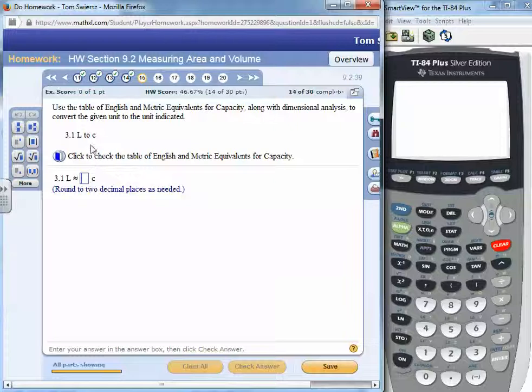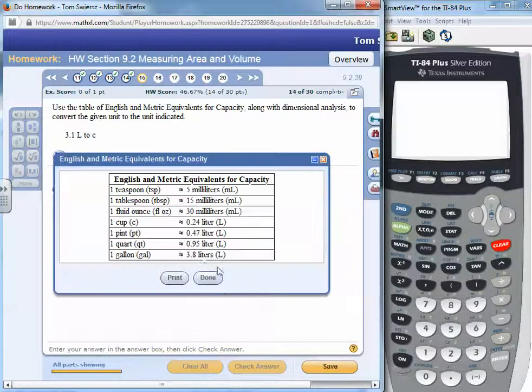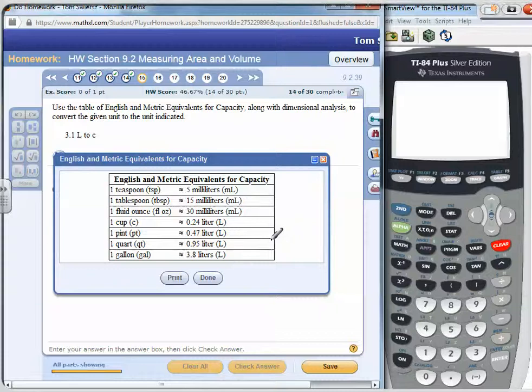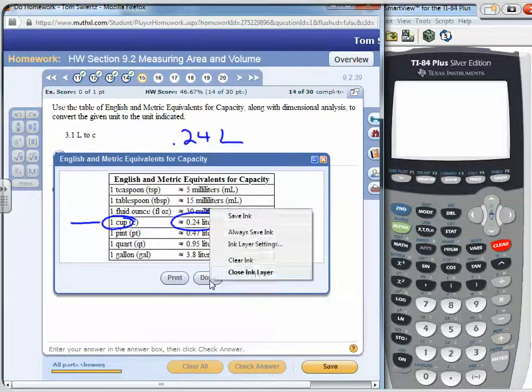Okay, 3.1 liters to the number of cups. C is cups. So what we have here is we do have a conversion from cups to liters. There it is right here in this row. 1 cup is 0.24 liters, all right? So remember, it's 0.24 liters for every 1 cup, okay? So there's our conversion. Those are the numbers we'll work, 0.24 liters for every 1 cup.